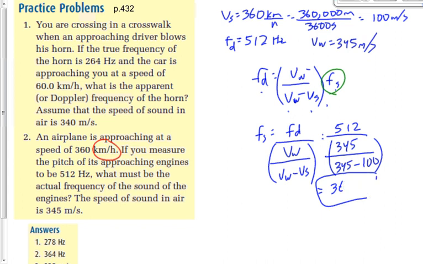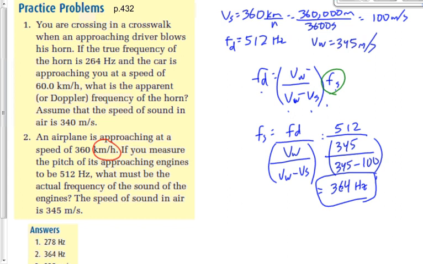Is that a reasonable number? What was the perceived frequency, the apparent frequency? 512. Should we expect to get a lower or a higher frequency? Should we expect our actual frequency to be lower or higher? We should expect our perceived frequency to be higher, right? So our actual frequency should be lower, right? Now, would we expect it to be that much lower? Well, I don't know. It's hard to know, but in the end, it's going fast, right? It's 100 meters per second, so it's probably going to be quite a bit lower.